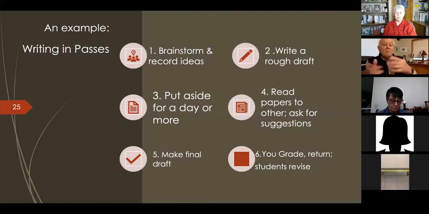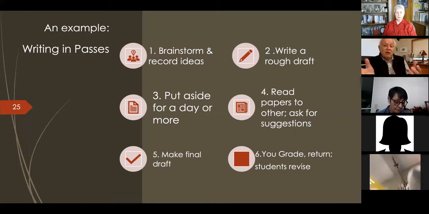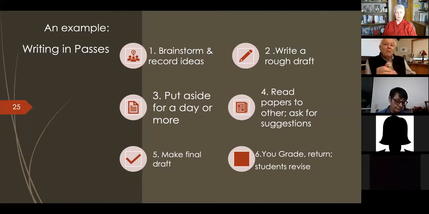And then maybe you're going to have them read papers to each other, or have them just read each other's paper, and then ask for suggestions. It's like, well, what do you think I should put in? What should I add to this? And they'll be able to do this. You have to train them to only make positive suggestions. We're not being critical. We're not being negative. It's like, oh, well, what could I do to make this better? And then they're going to make a final draft.